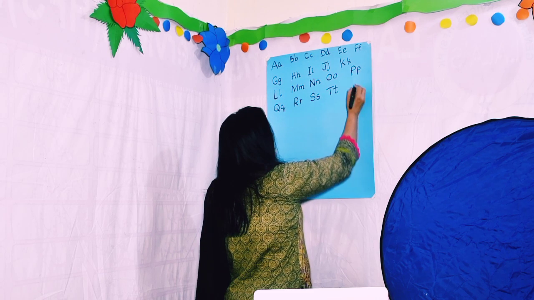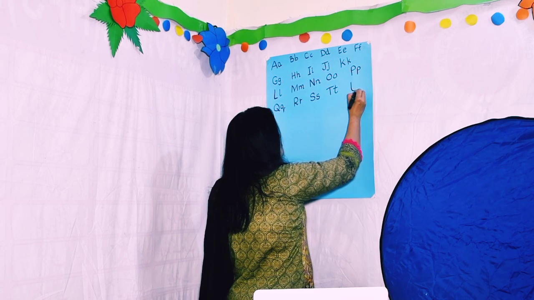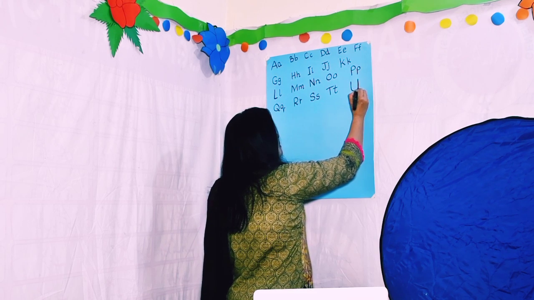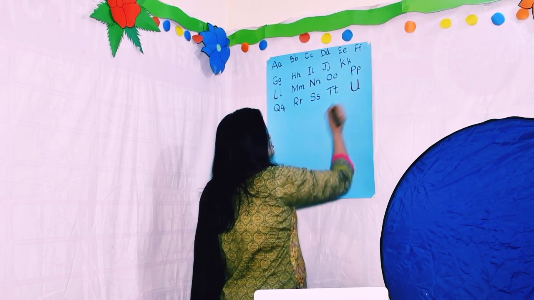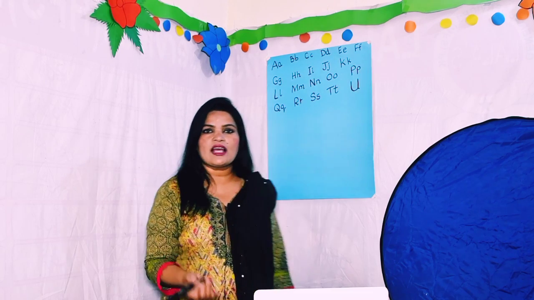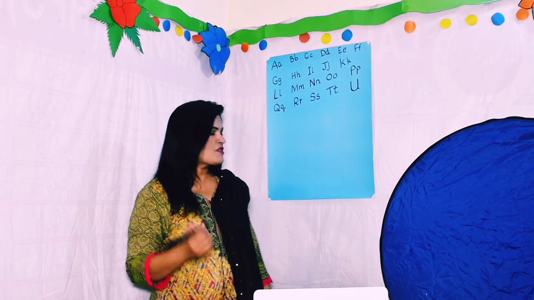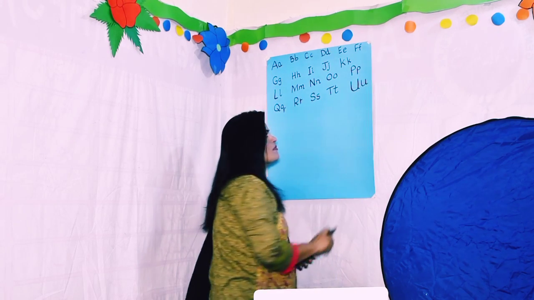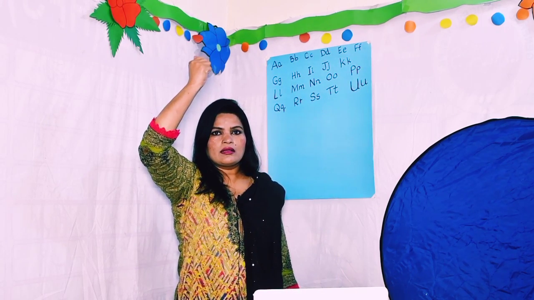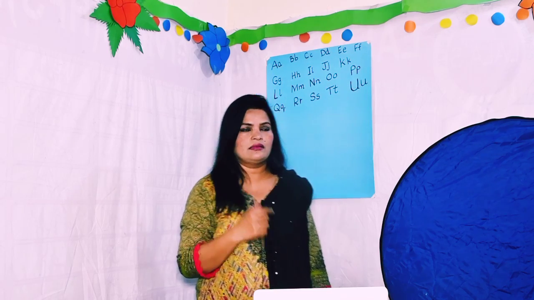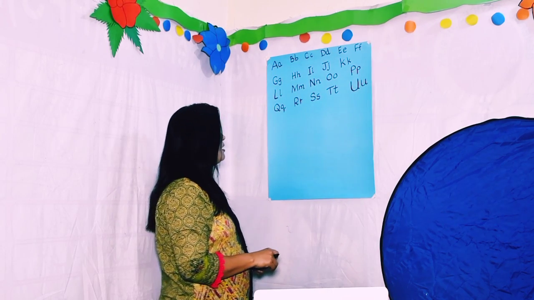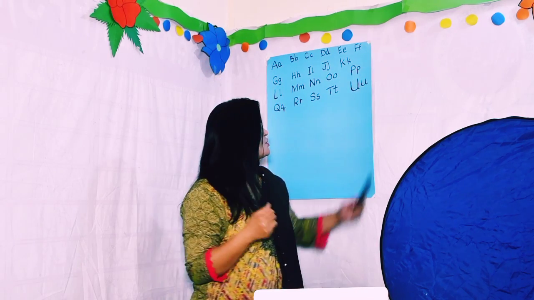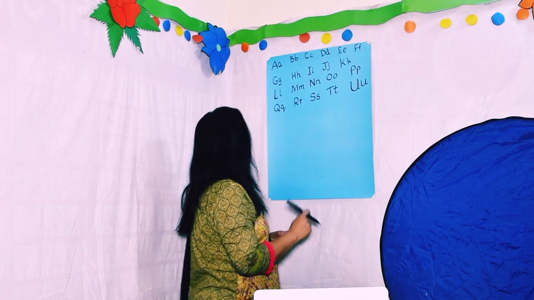And then A. Sorry, U. Which letter is this? U. And what is the sound of U? Sound of U is a umbrella. A umbrella. How you hold umbrella? Like this, right? So a umbrella.